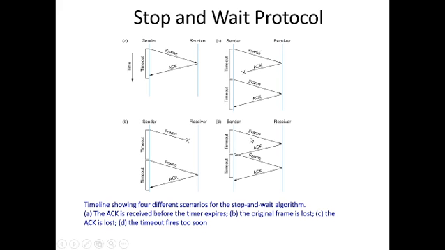Then there is the last case, that is figure D. A frame has been sent, then there is a timeout kept. Within that time, the acknowledgement has not been received at the sender side, so the acknowledgement is received after the timeout. Since the timeout has happened, the sender will be sending that frame once again. So at the receiver side, due to the frequent timeouts, the sender will be sending the same frame twice.